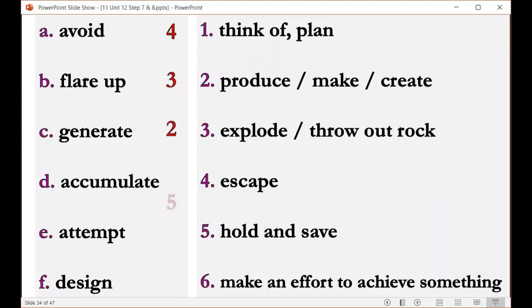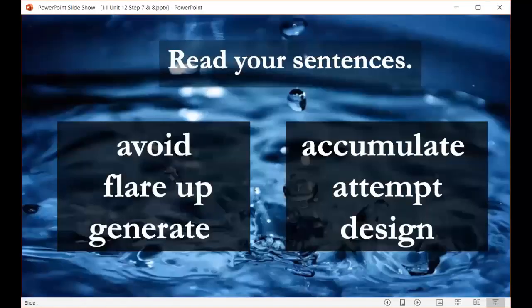And the word accumulate. Accumulate, yes, means to hold and save something. What about the word attempt? Yeah, it means to make an effort to achieve something. It means to try. Try hard and try and try. And the word design, of course, means to think of or to plan. Okay. Now it's your turn to put these words in meaningful sentences. Use the words avoid, flare up, generate, accumulate, attempt, and design in a meaningful sentence.